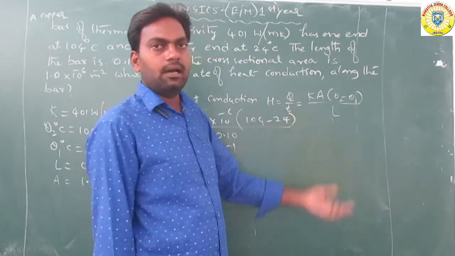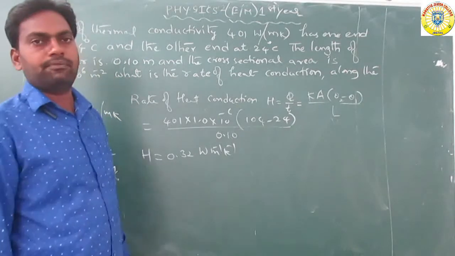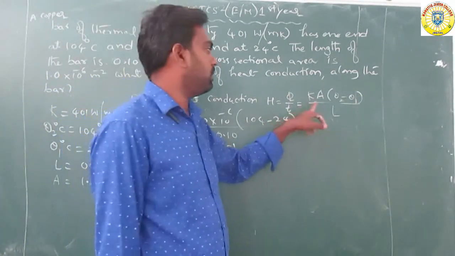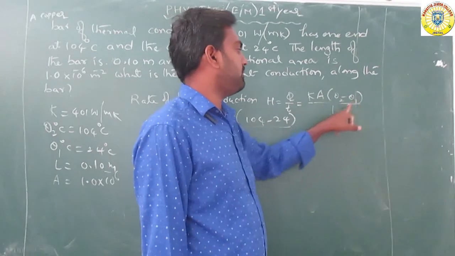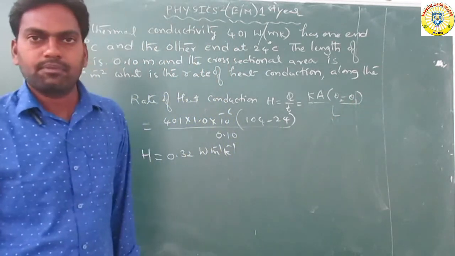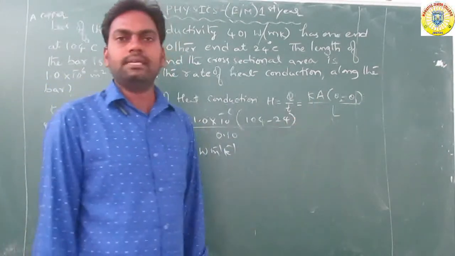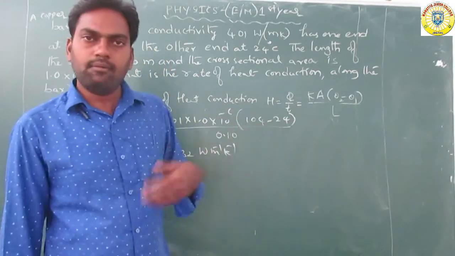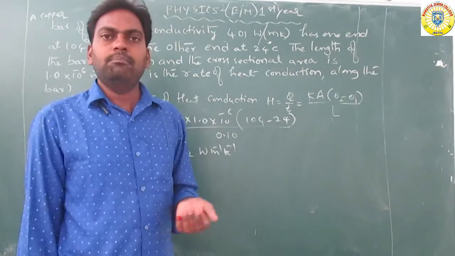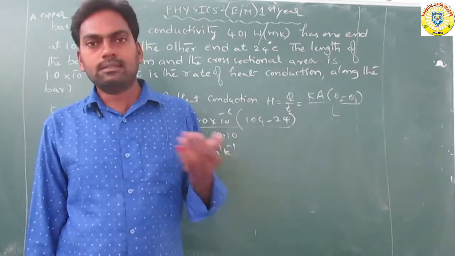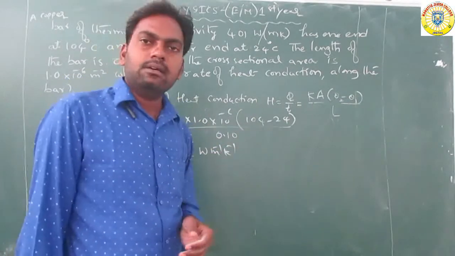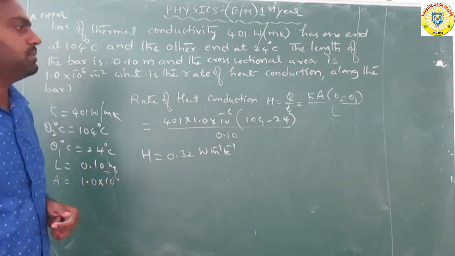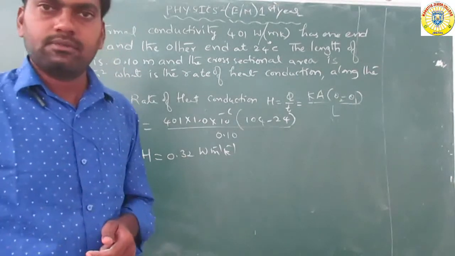Q/t is nothing but the rate of flow of heat. Q/t = K A (theta 2 - theta 1) / L, where L is the length of the bar, A is the cross-sectional area, and theta 1 and theta 2 are the temperatures at the two ends. This is the conduction of heat flow.